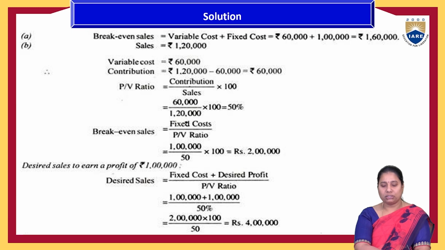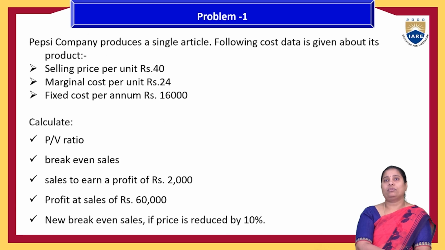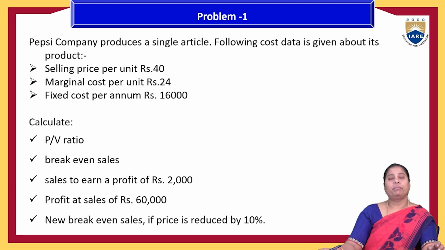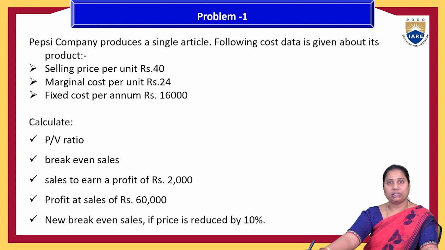And now the third case, where the desired profit is 1 lakh: the required sales is fixed cost plus desired profit divided by the profit earning ratio. Fixed cost is 2 lakhs and the desired profit is 1 lakh. 50% is the profit earning ratio, so it will become 4 lakhs. So that is about the break-even point calculation.